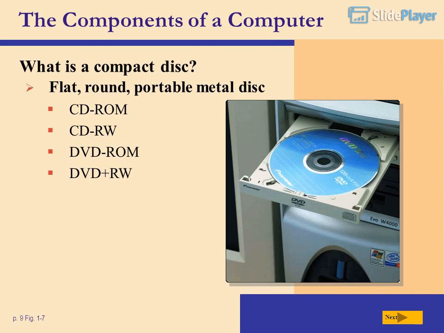Next, the components of a computer. What is a compact disc? A flat, round, portable metal disc. CD-ROM, CD-RW, DVD-ROM, DVD plus RW.